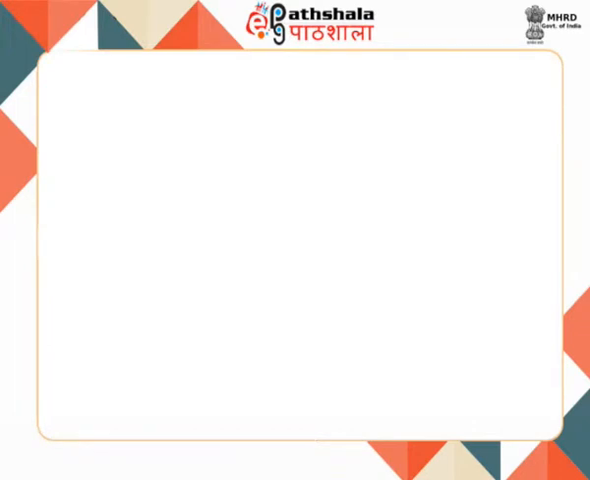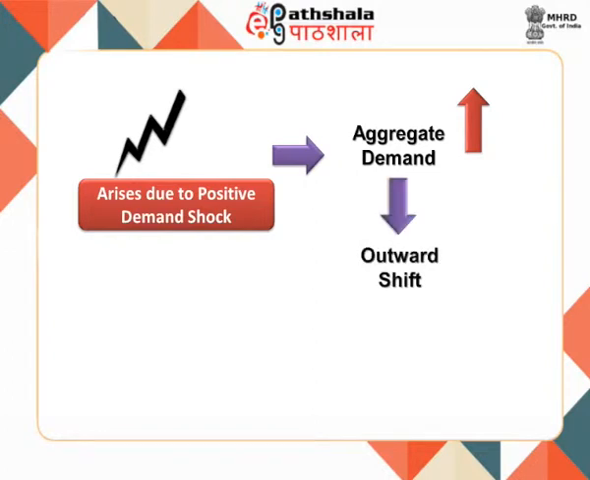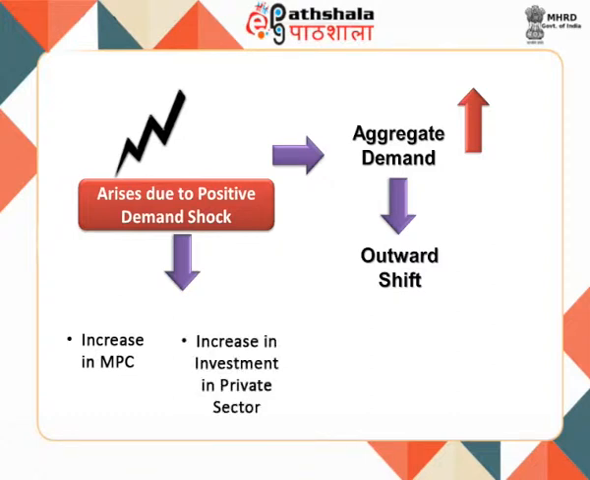The main cause of demand pull inflation is positive demand shock in an economy. Positive demand shock increases the aggregate demand of an economy. Due to increase in aggregate demand, there is an outward shift in the aggregate demand curve of an economy. The positive demand shock is created due to increase in marginal propensity to consume, increase in investments by the private sector, fiscal policies, and lax monetary policies.